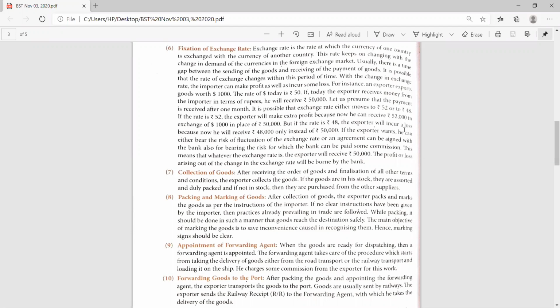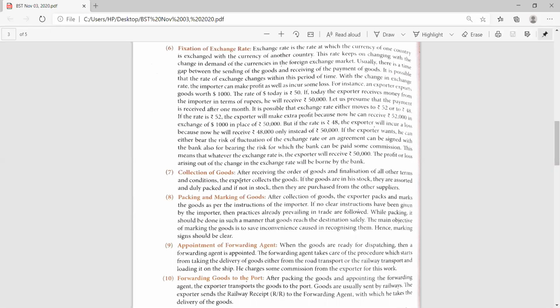But if the rate is 48, the exporter will incur a loss, because now he will receive 48,000 instead of 50,000. The exporter can either bear the risk of the fluctuation of the exchange rate, or an agreement can be signed with the bank, which bears the risk and can be paid some commission. This means whatever the exchange rate is, the exporter will receive 50,000. The profit or loss arising due to the change of the rate will be borne by the bank. So it's the choice, but the exchange rate has to be fixed. Whether any profit or loss due to the exchange rate will be taken by the exporter himself or by the bank, if the bank bears the loss, then a commission has to be paid to the bank.